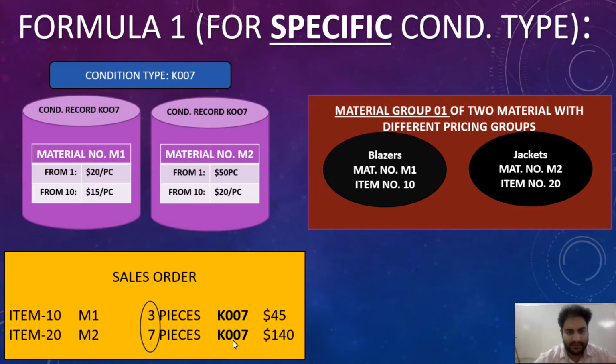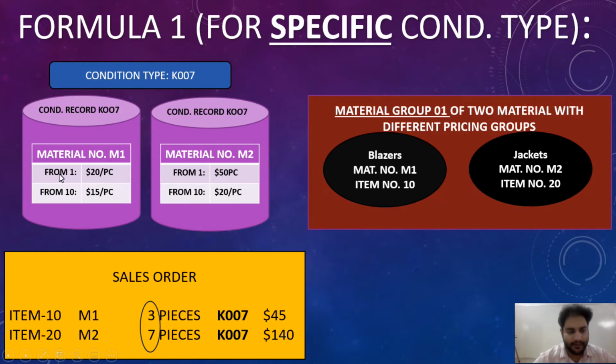Here is the condition record. Condition record K007. That means for one condition type K007, there are two existing condition records. One is for material M1 and the other is for material M2. That is why we called them different pricing groups.